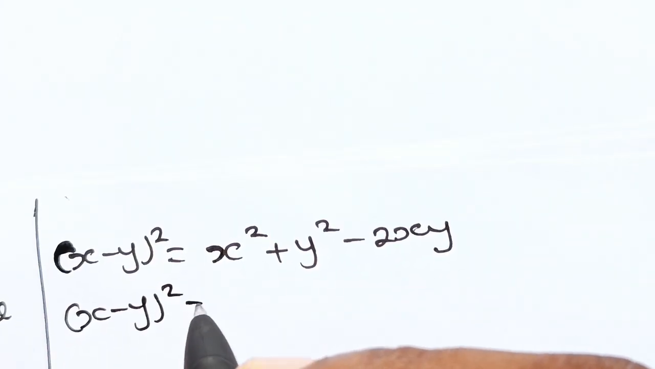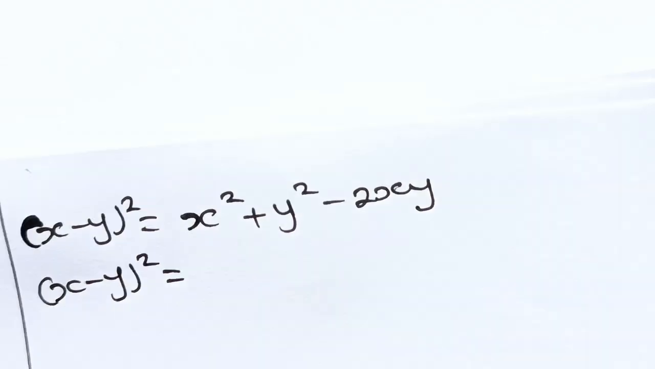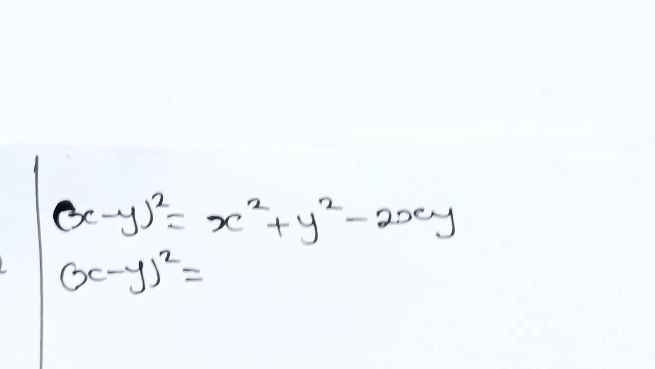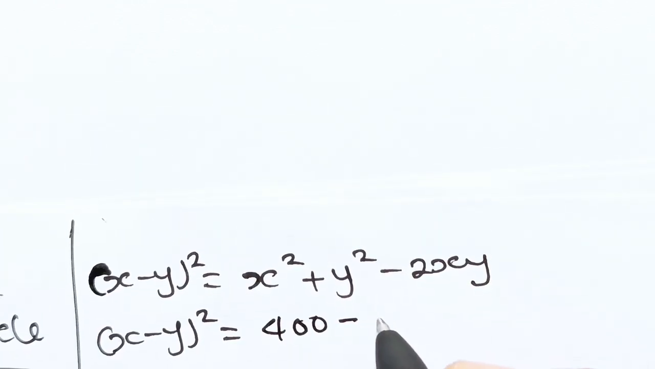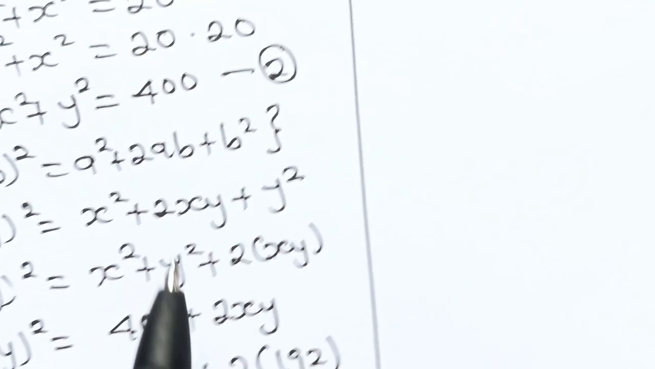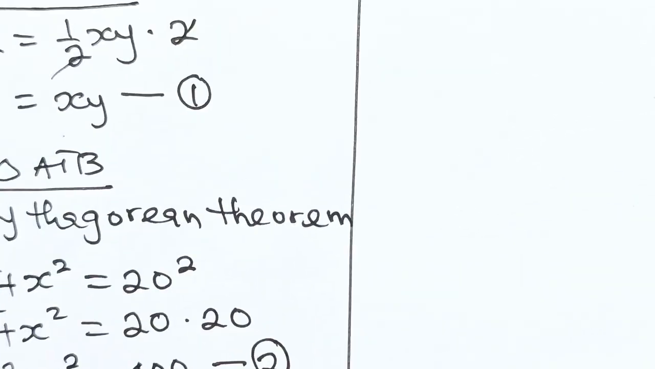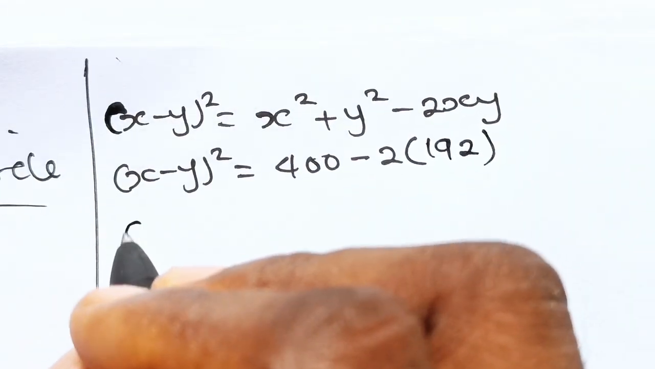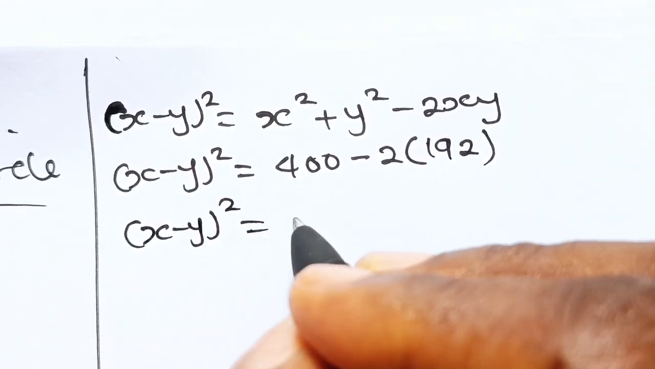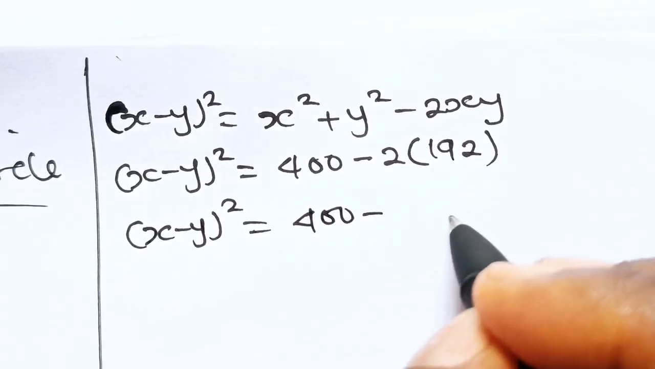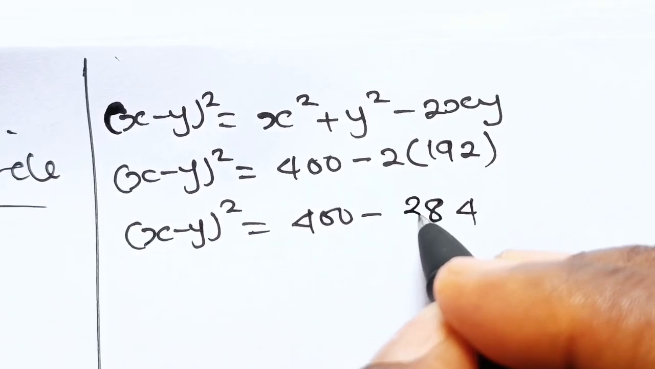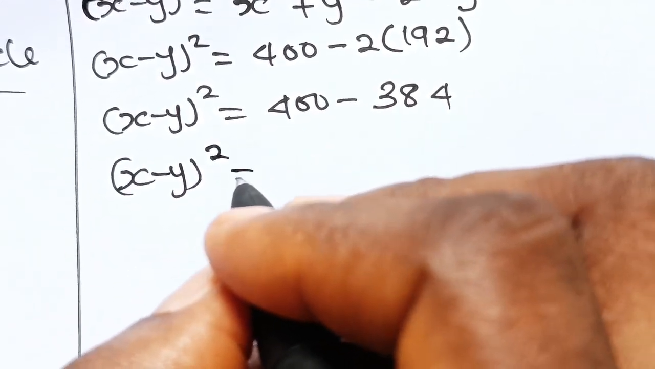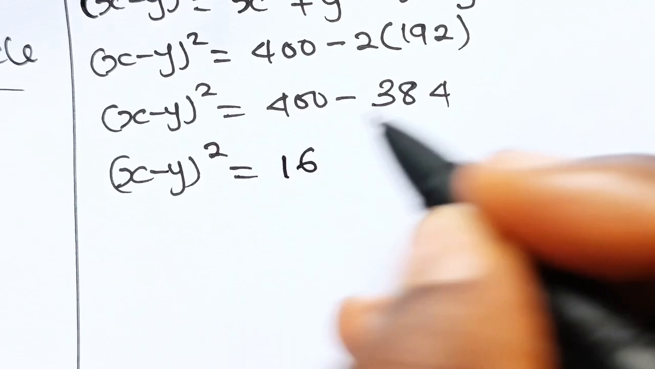x minus y squared is x squared plus y squared. Remember that this is 400, right? Is equal to 400 minus 2 brackets, and our xy, where is it again? Yeah, our xy is 192. So we have x minus y squared is 400 minus 2 times 192, okay, so x minus y squared is equal to 16.